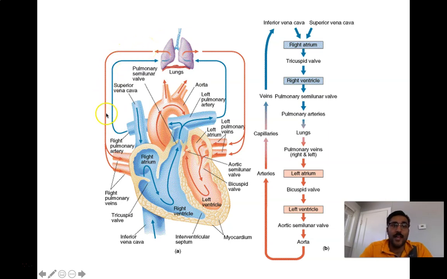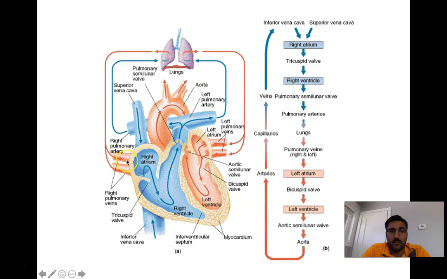And so now, unlike the rest of the veins in the body, pulmonary veins on both the left and the right-hand side carry oxygenated blood. So this is different than the other veins you learned about for the rest of the body. Pulmonary veins carry oxygenated blood because they're coming back into the heart from the lungs. They've received oxygen, and it gets dumped into the left atrium.